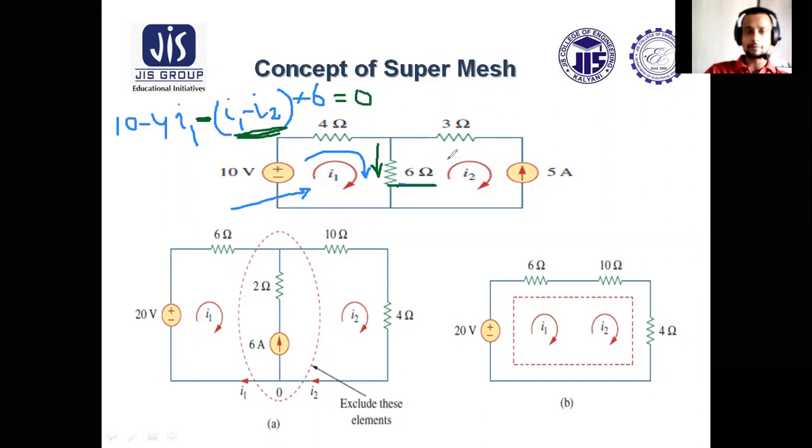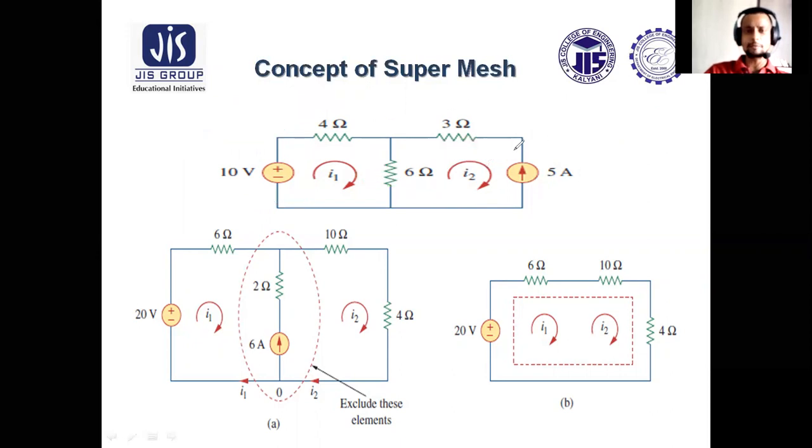Now see, for super mesh, what can we write? This is I2 and this is 5. So I2 can be written as minus 5. This is I2 and 5 is in opposite direction, so I2 should be minus 5. So substitute I2 value here. You have only I1 unknown. From this equation you get solution for I1. So this concept of super mesh will make your calculation easier.